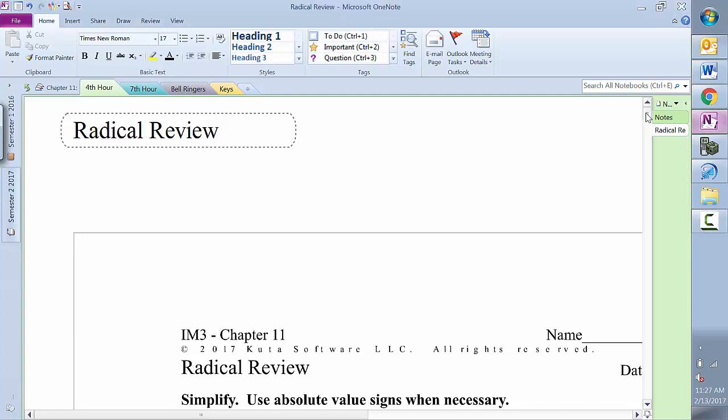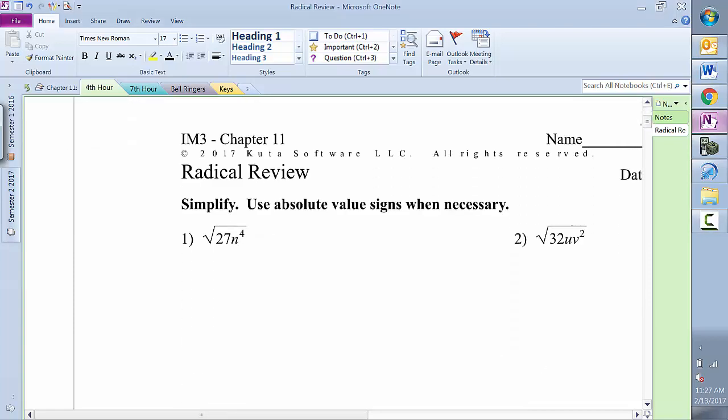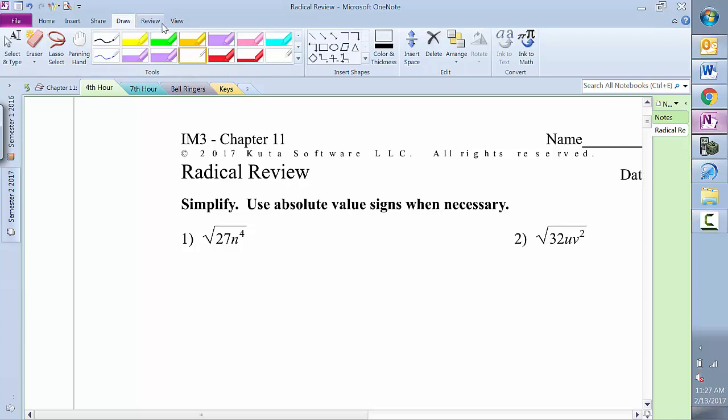Okay, so again, we are just reviewing basically what we did on Friday, so we'll take it step by step. Remember, use absolute value signs when necessary. A reminder for you: when does that happen? When the index is even and the power is odd.